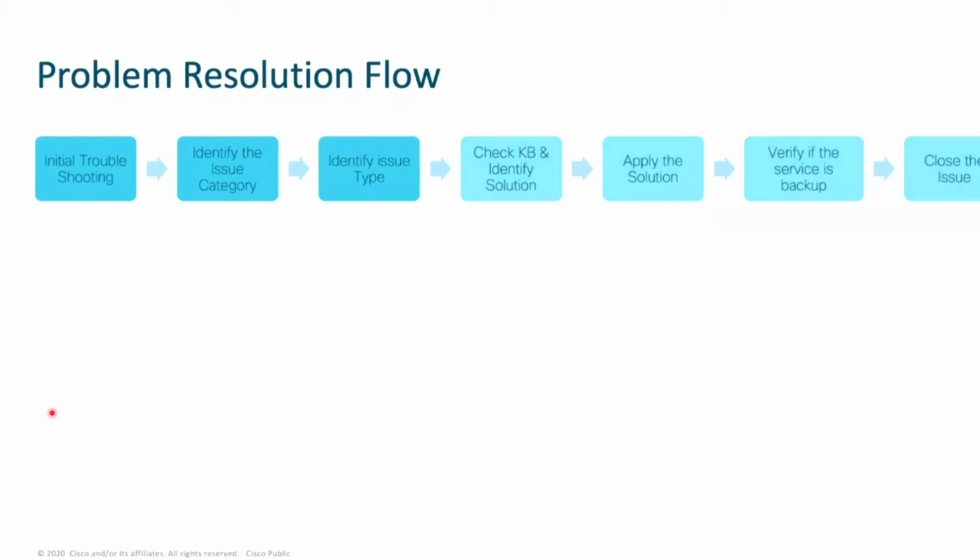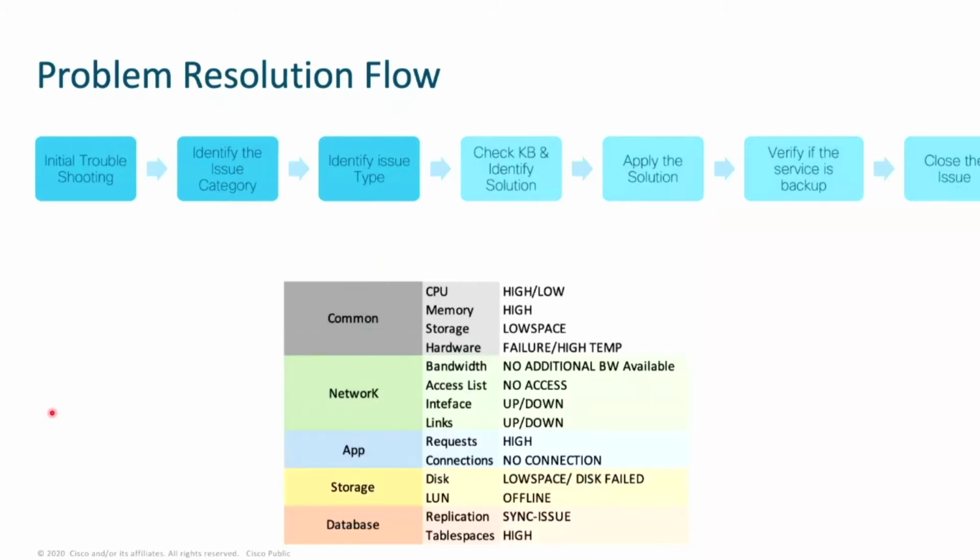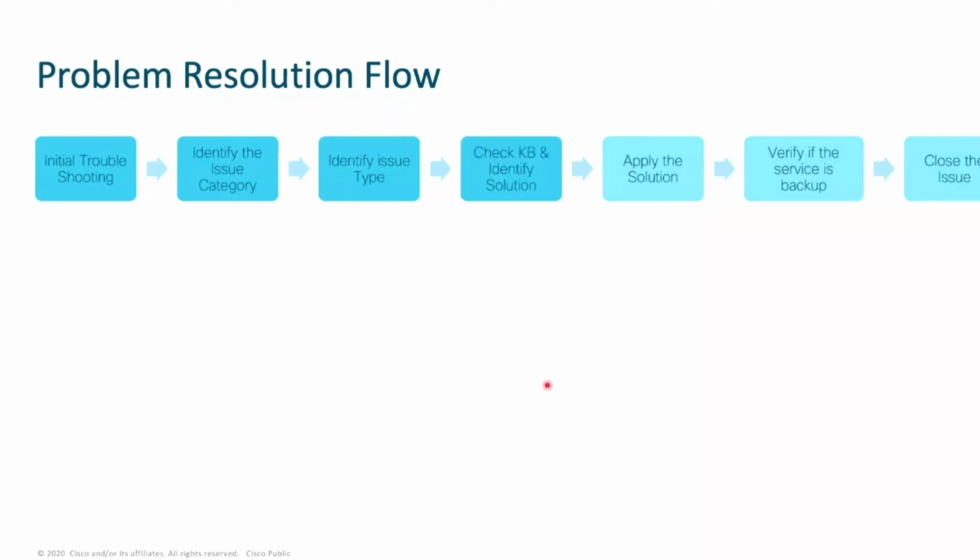Once the category is identified, they look at what exactly the problem is. Has the CPU crossed the threshold, or is the memory completely consumed, or is there no space left in the storage, or is the interface up or down, or is the access list not providing enough access? They determine what exactly the issue type is with respect to each of these application layers. Again, these are just examples, and the list is not exhaustive. This is just for understanding purposes only.